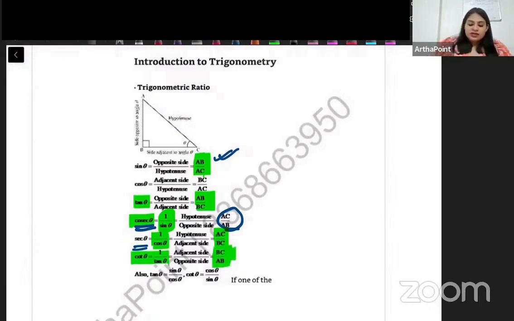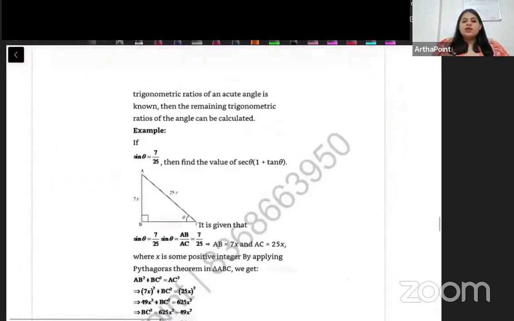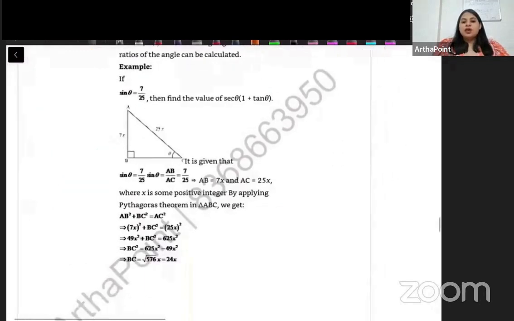Also, we know that tan theta can be written as sine theta by cos theta, and cot theta is cos theta by sine theta. These things should be known to you. Now let us go ahead and take a quick question.